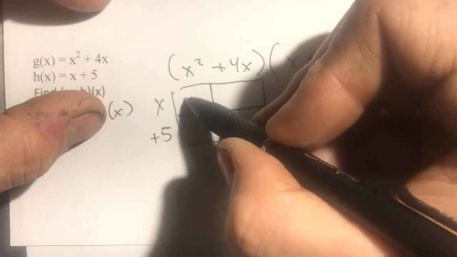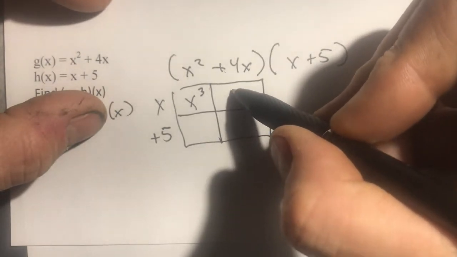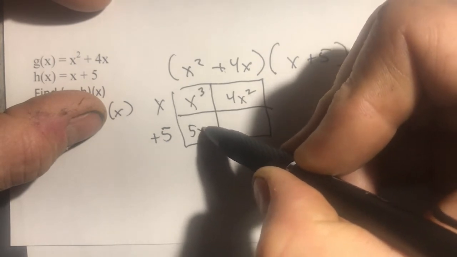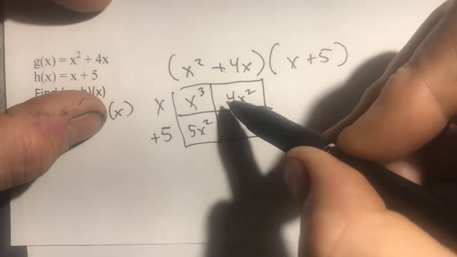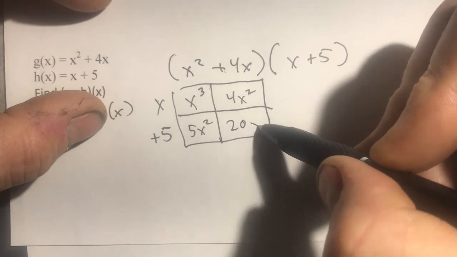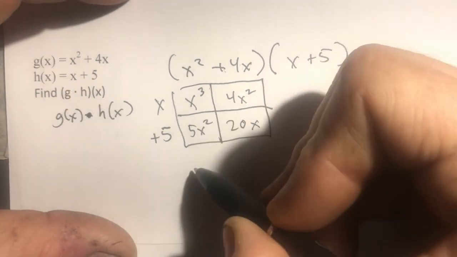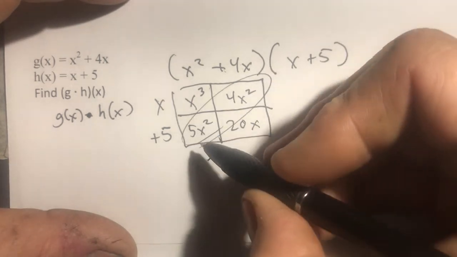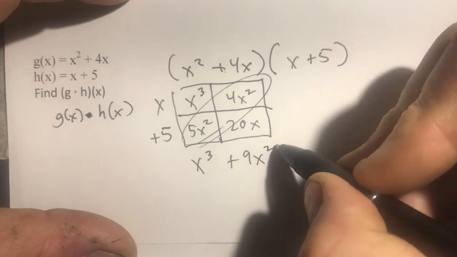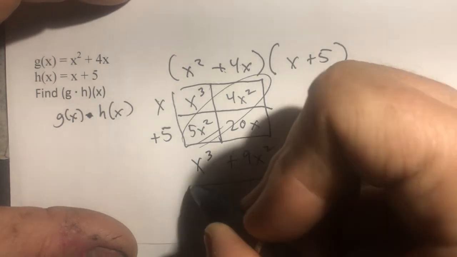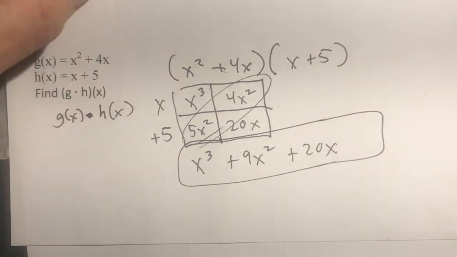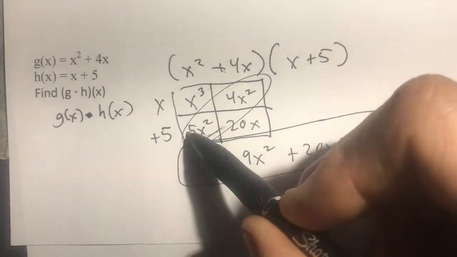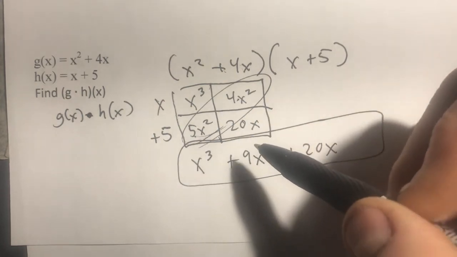So right here, this is x squared times x, which is x to the third. This is 4x times x, which is 4x squared. X squared times 5 is 5x squared. And then right here, I've got 4x times 5, which is 20x. So with my highest power, x to the third, these two are like terms. They're both x squared, so 4 plus 5 would be 9. And then I got a 20x. There's my answer right there. After you fill in all the squares, you just add your like terms. And these are the only like terms, so I add them together. 5 plus 4 is 9.